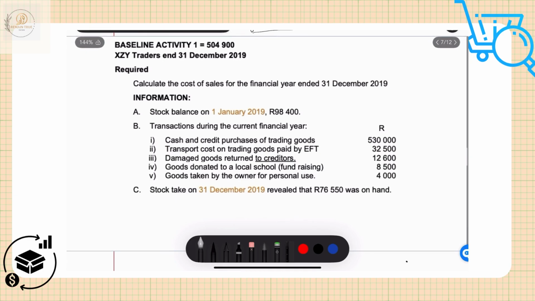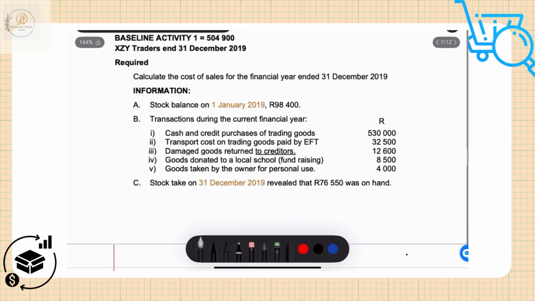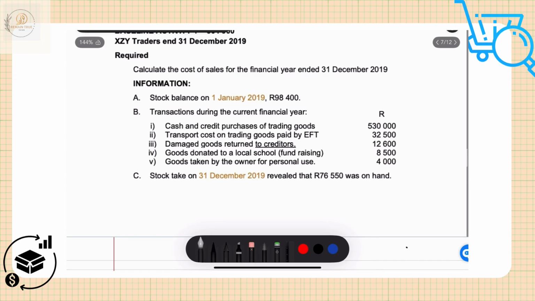So let's look at this example together. We are told XYZ Traders' year end is 31 December 2019. We are required to calculate the cost of sales for the financial year ended 31 December 2019.